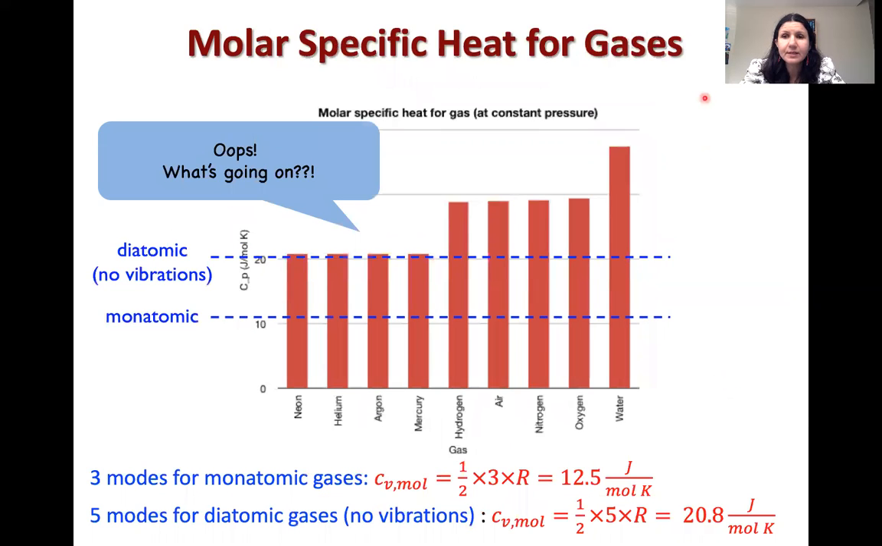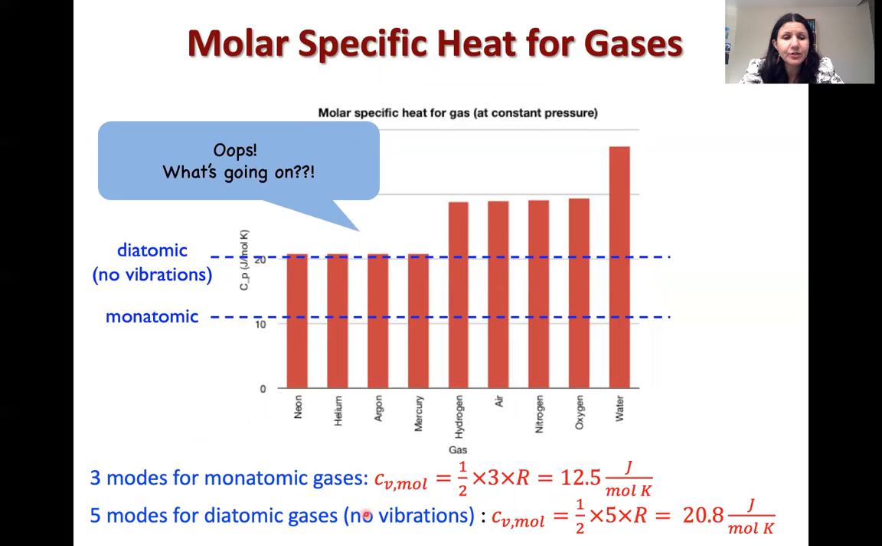Now let's look at some gases. Here we have a plot with a mixture of monatomic gases, like neon, helium, argon, mercury, and then I believe air and nitrogen, I think this is referring to diatomic, and then water is even more. It's triatomic because it's H2O. So let's see how well our model describes this.